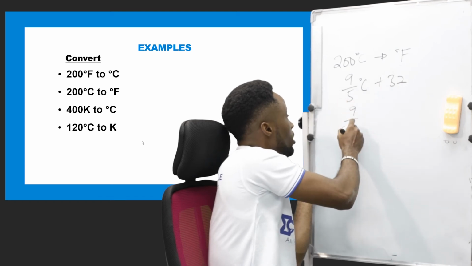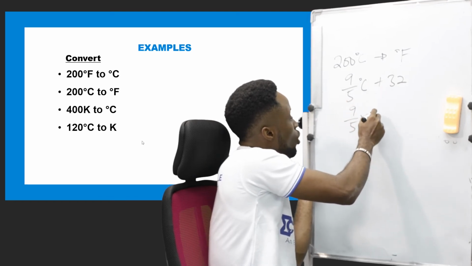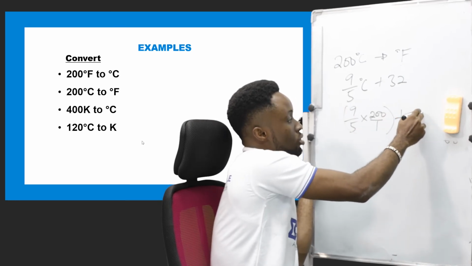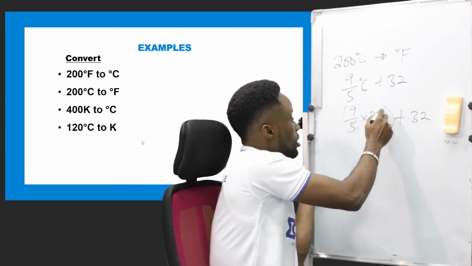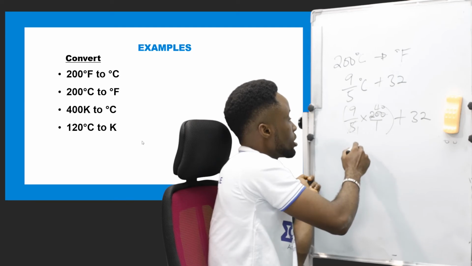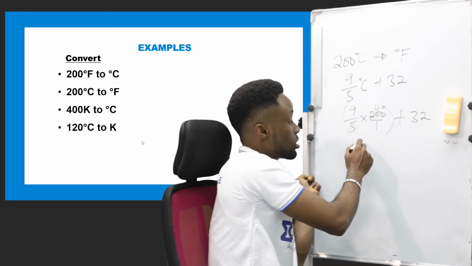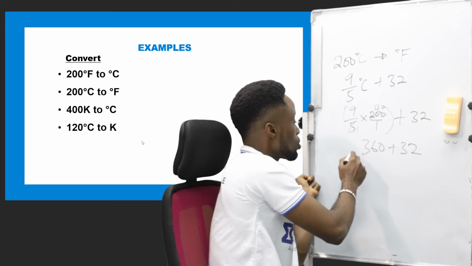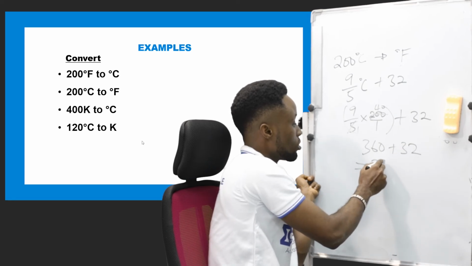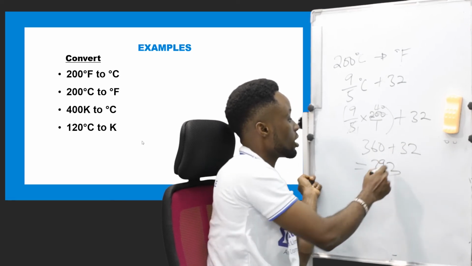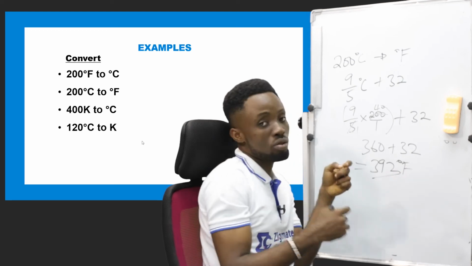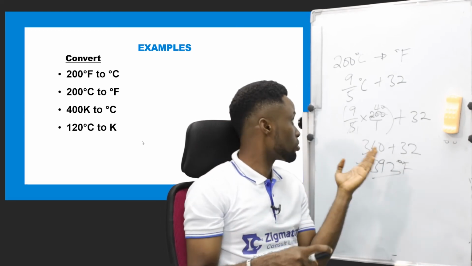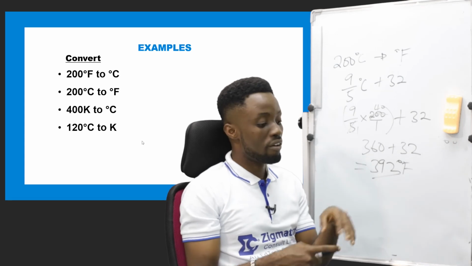So we have 9/5 times 200/1. Then the answer, we add it to 32. So 5 here, 1, 5 here is 40. So 9 times 40 is 360 plus 32. So when you add that, you will definitely get 392 degrees Fahrenheit. So this is how you can convert from Celsius to Fahrenheit.